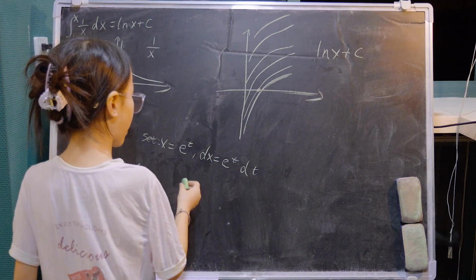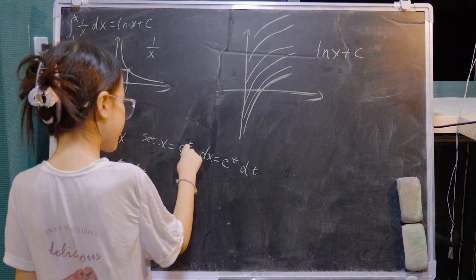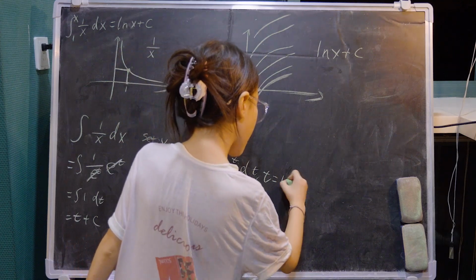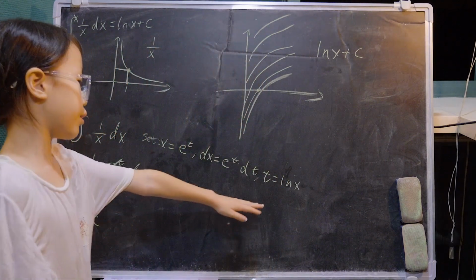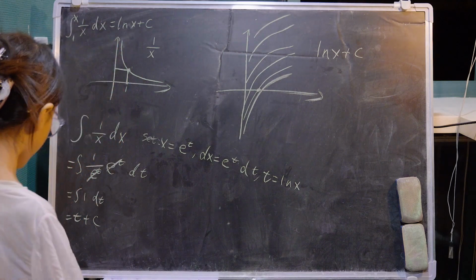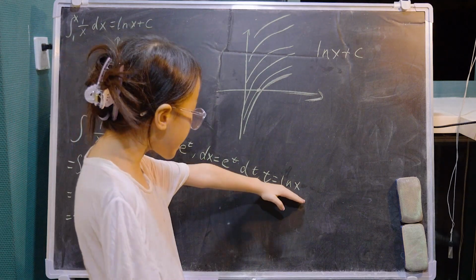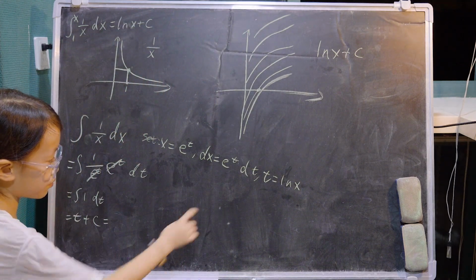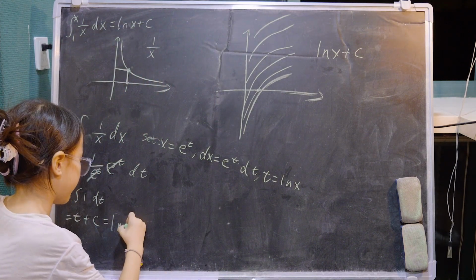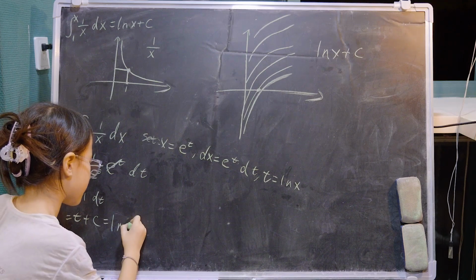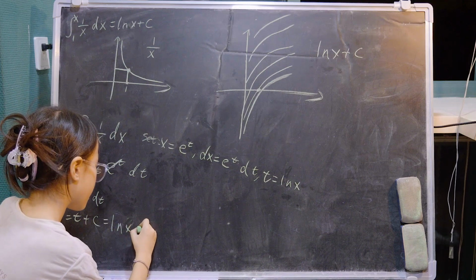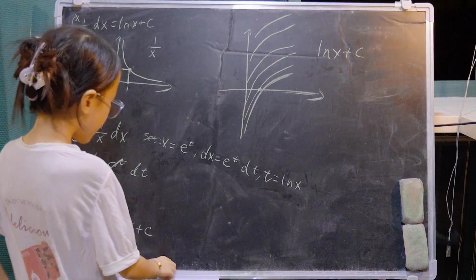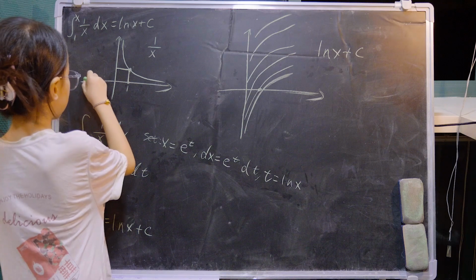Because x is equal to e to the t, the opposite is that t is equal to ln x. So now we substitute ln x for t, and that is equal to ln x plus c. The last part is about the domain problem.